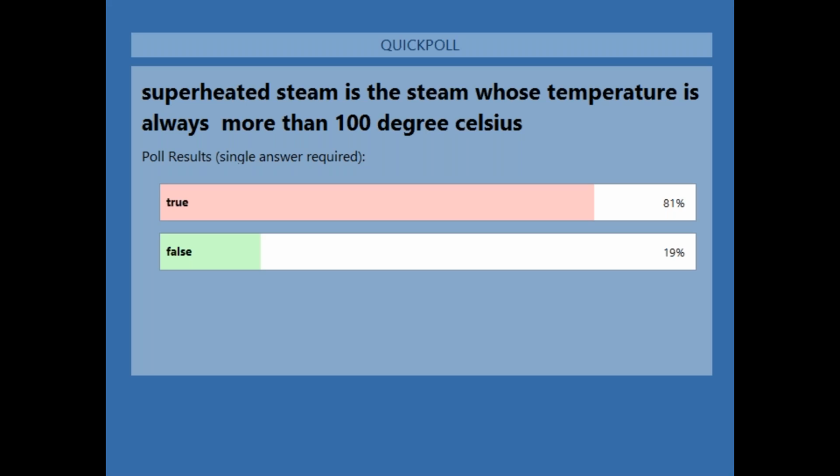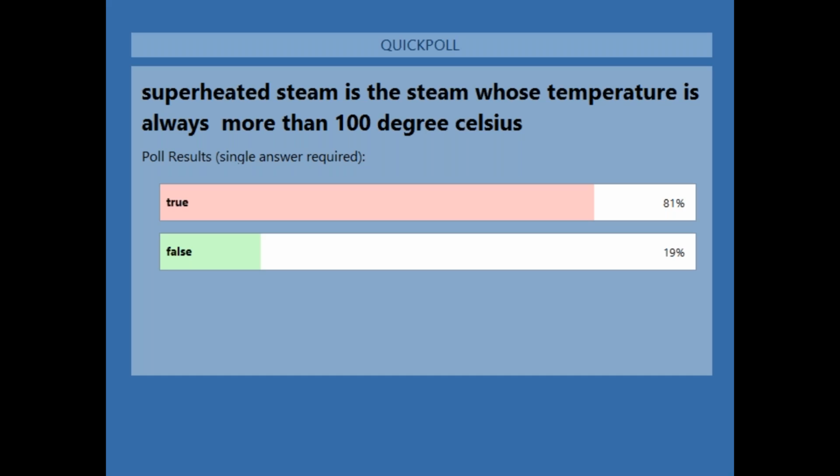So I'm repeating this because 80% of the students have answered this question incorrectly. The correct answer is false. The 19% of the students who answered it as false are right. We should be clear about superheated steam. Gargi, I am repeating this again. I will show you on the diagram also so that you will understand.